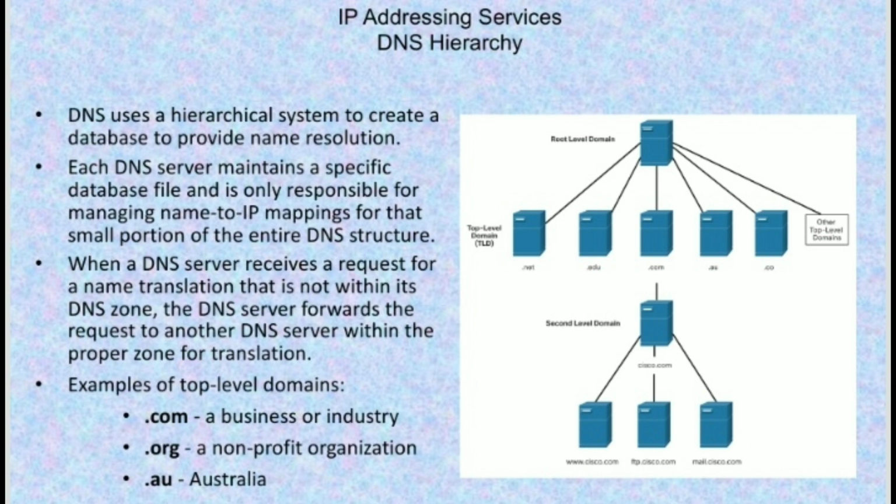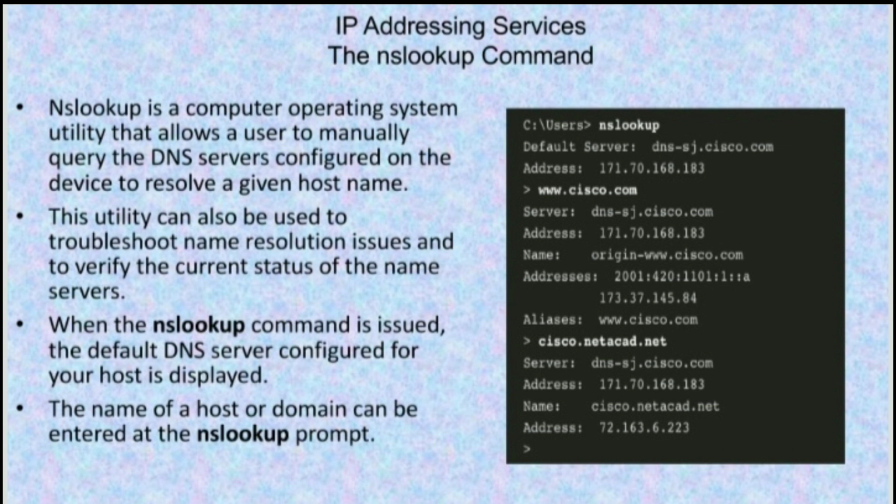So examples of the top level domain are .com for a business or industry, .org for a non-profit organization, and .au for Australia. IP addressing services by the NSLOOKUP command.